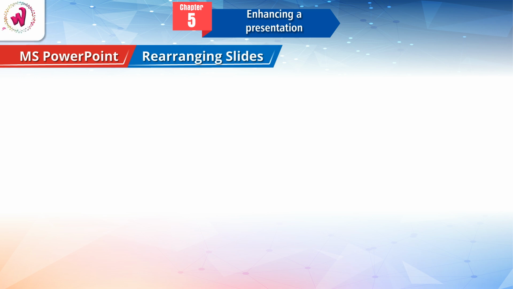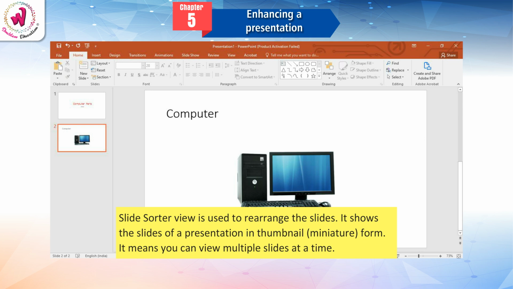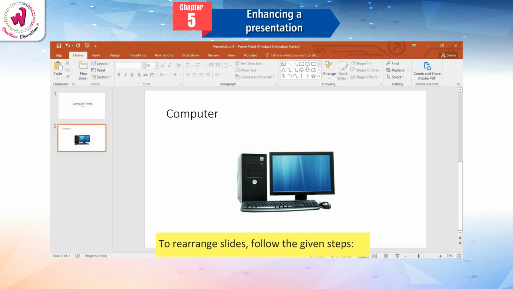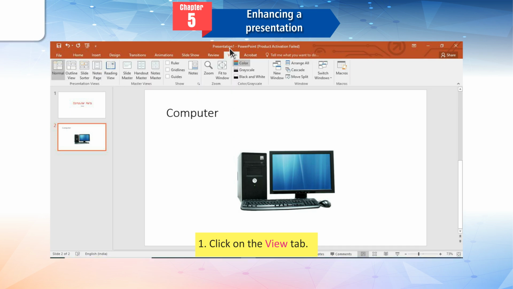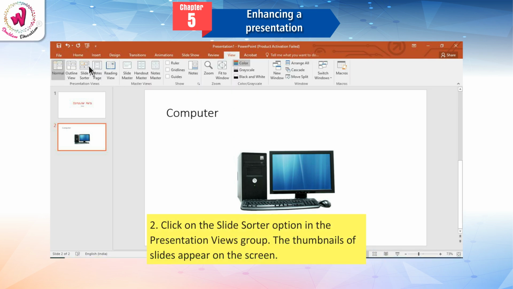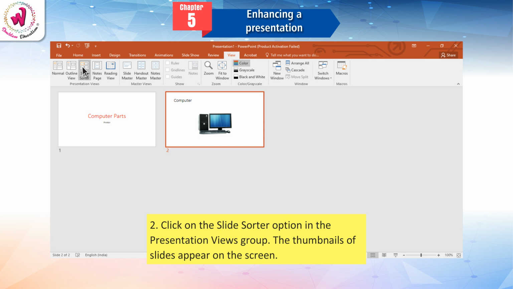Rearranging slides. Slide sorter view is used to rearrange the slides. It shows the slides of a presentation in thumbnail miniature form. It means you can view multiple slides at a time. To rearrange slides, follow the given steps. 1. Click on the View tab. 2. Click on the Slide Sorter option in the Presentation Views group. The thumbnails of slides appear on the screen.